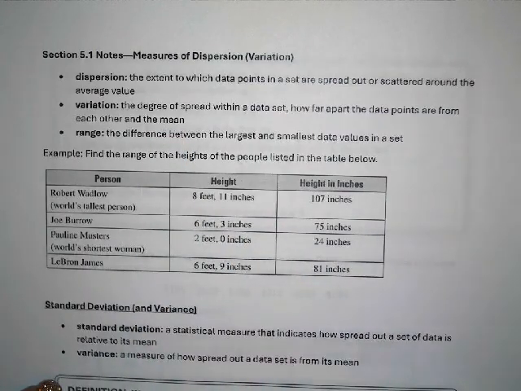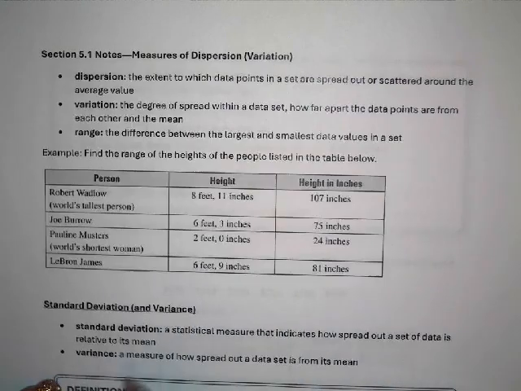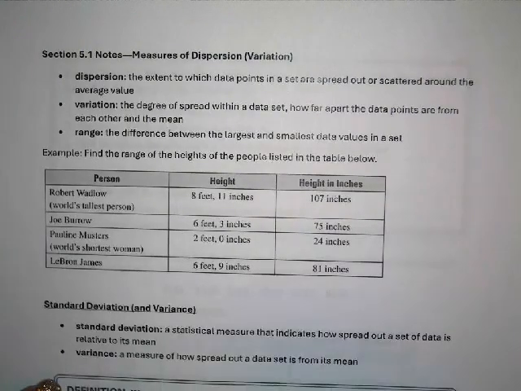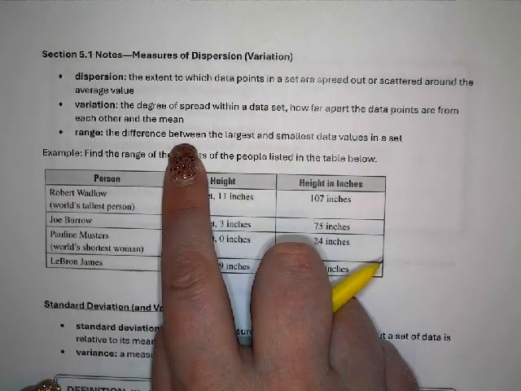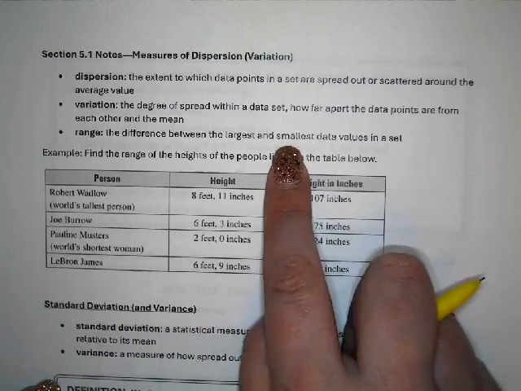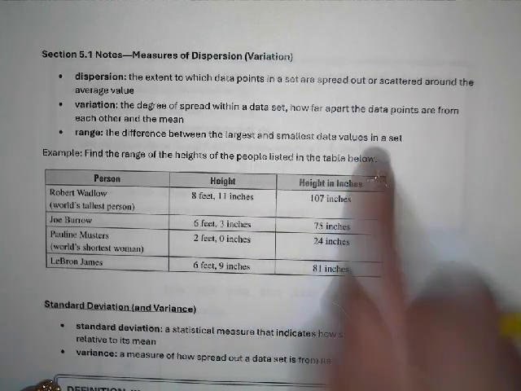So it's just how different are the values? How different are they from the mean? How different are they from each other? How consistent are they? Might be another question you could ask. The range is the difference between the largest and the smallest data values in a set.